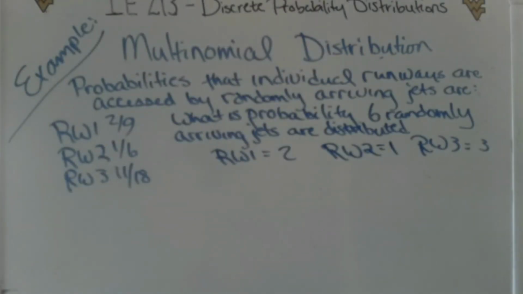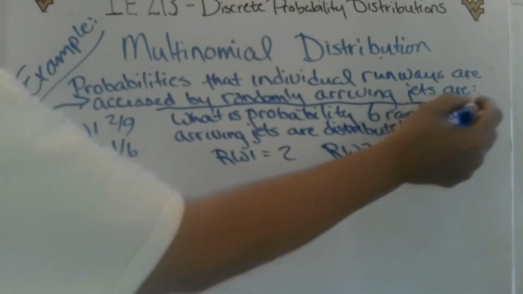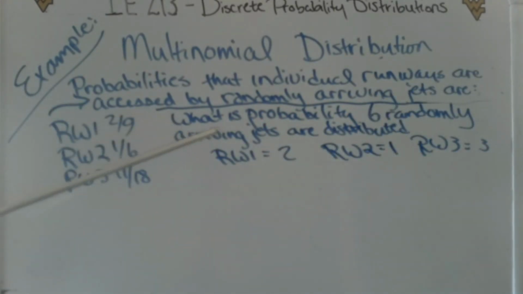Okay, so let's look at this problem. The probabilities that the individual runways are accessed by a randomly arriving commercial jet are as follows: runway 1, 2/9; runway 2, 1/6; and runway 3, 11/18. Then we ask, what is the probability that, of 6 randomly arriving jets, 2 go to runway 1, 1 goes to runway 2, and 3 go to runway 3? We are going to use our multinomial formula for the calculation.